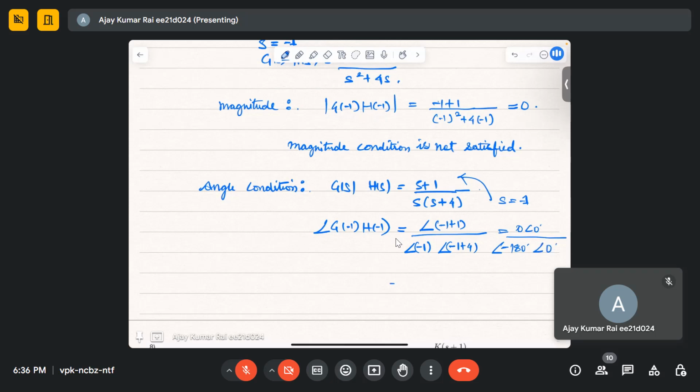So what is the total angle? 0 minus 180, so this is plus 180, right? If you go, it will be minus 180 minus 0. So the angle will be minus 180.